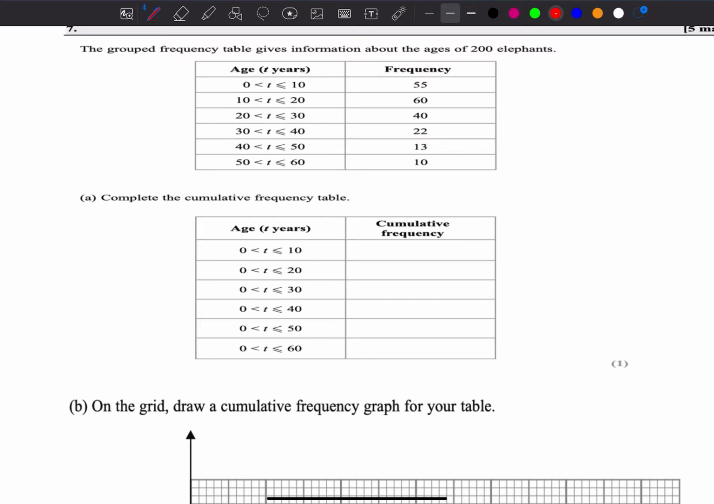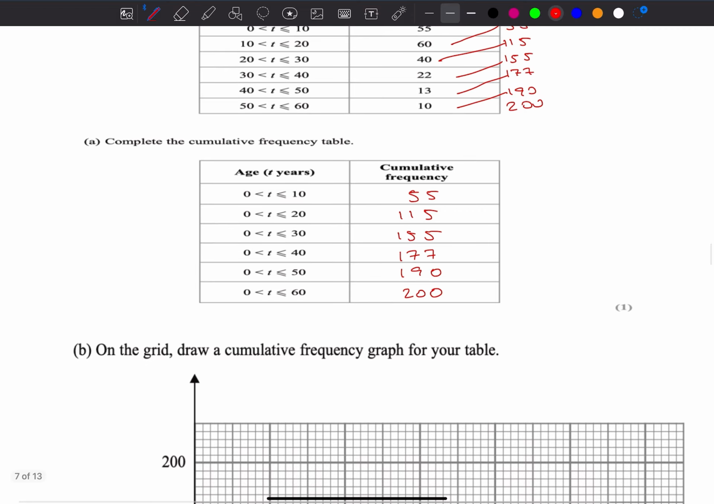Cumulative frequency. If that's 55, add 55 to 60. What do we get? 115. Then here, what's that? 155, I think. Add 22 is 177. 190 if you add it to that, then 200. Are we sure? 200 seems fine. So 55, 115, 155, 177, 190, and 200. Draw a cumulative frequency graph.